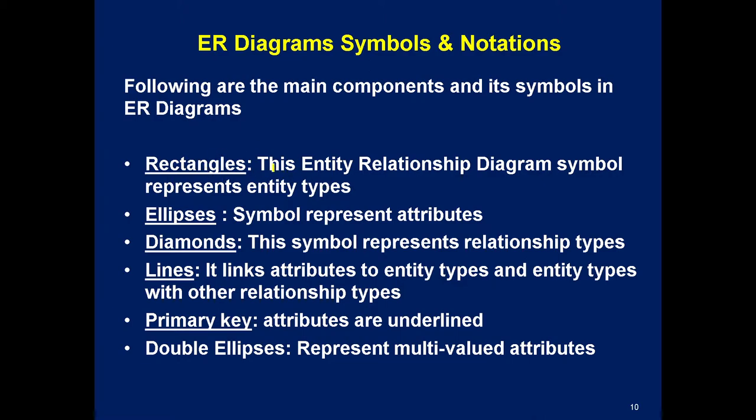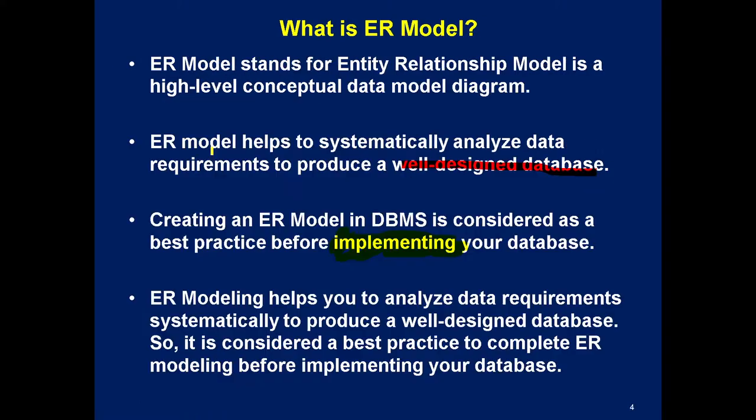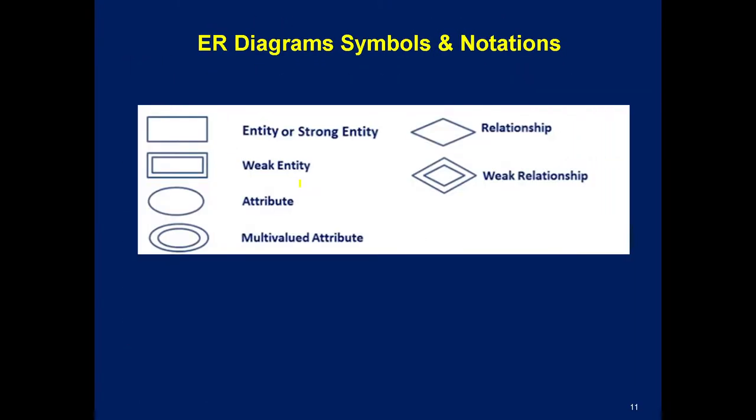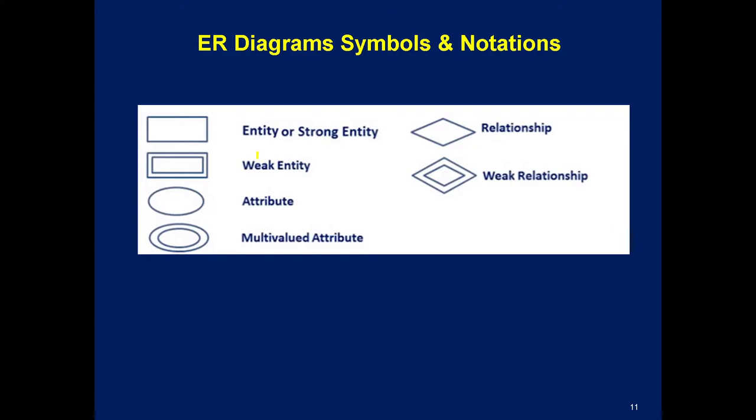So rectangles. When we say rectangles, this is the entity type. So as you saw earlier, the rectangle here will be the entity. And our ellipse represents the attributes. Relationship would be the same as in a flowchart, the one with a diamond. And the process of a flowchart is the entity here.